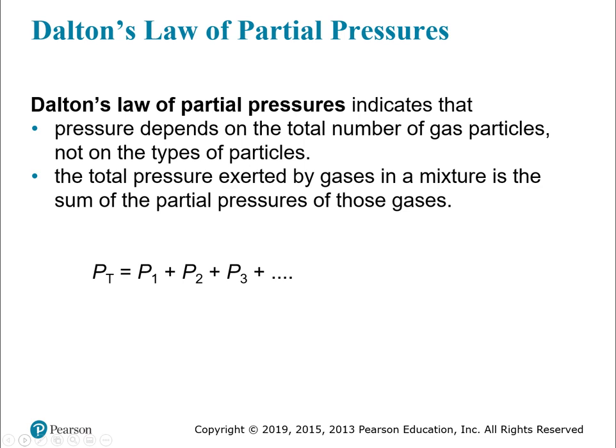So Dalton's law of partial pressures indicates that the pressure depends on the total number of gas particles, not the type, the total number. And the total pressure is the sum of all the partial pressures of all the gases.